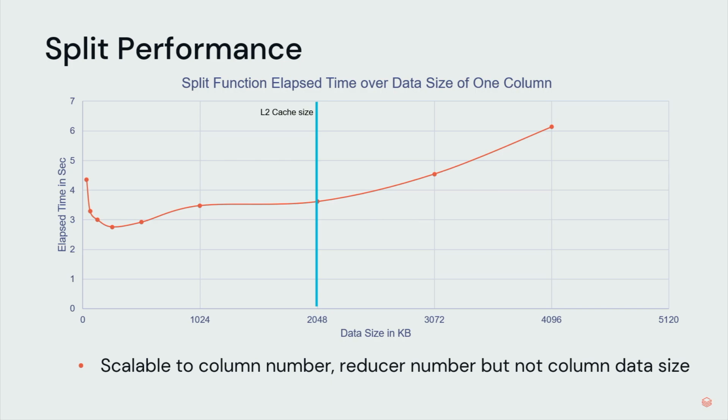And you can see that if the record batch size is very small, then there is much overhead and the elapsed time is high. But when the record batch size increases, the elapsed time will decrease once the data fits into the L1, L2 cache. But once it exceeds the L2 cache size, then it's random access over the columns, and the performance will drop seriously.